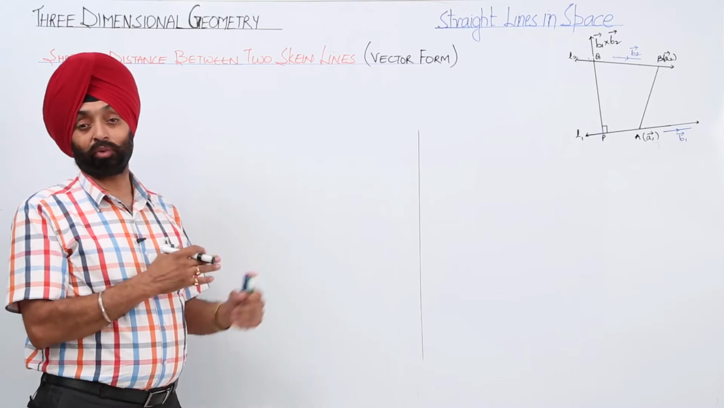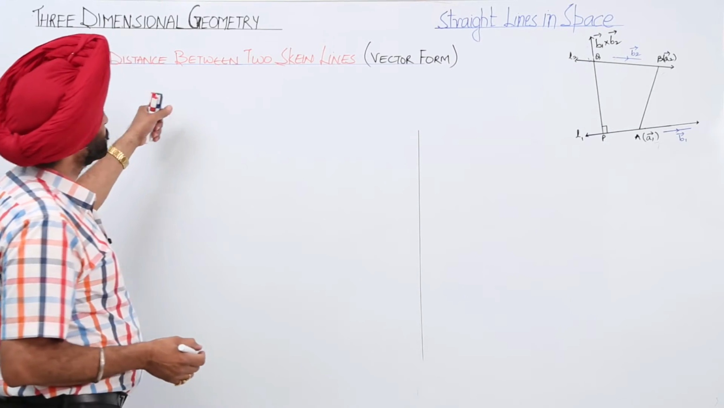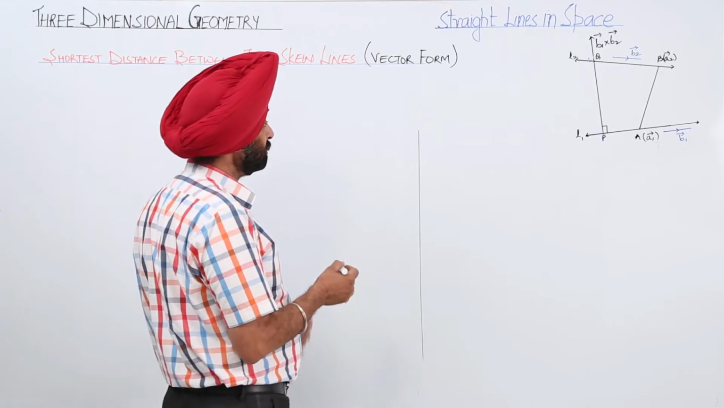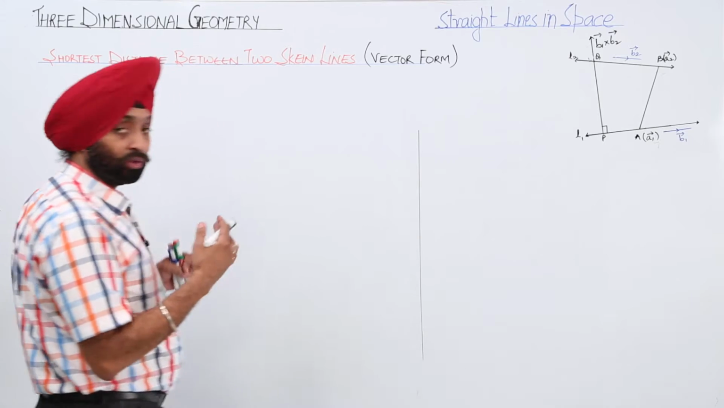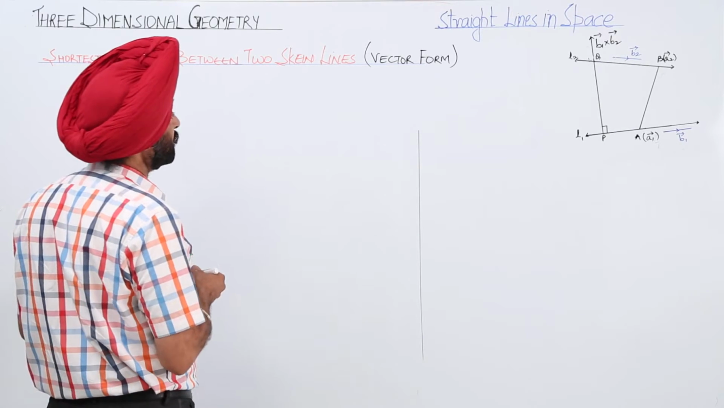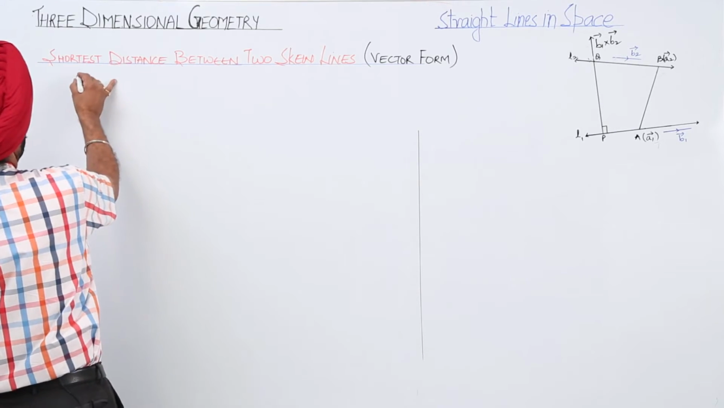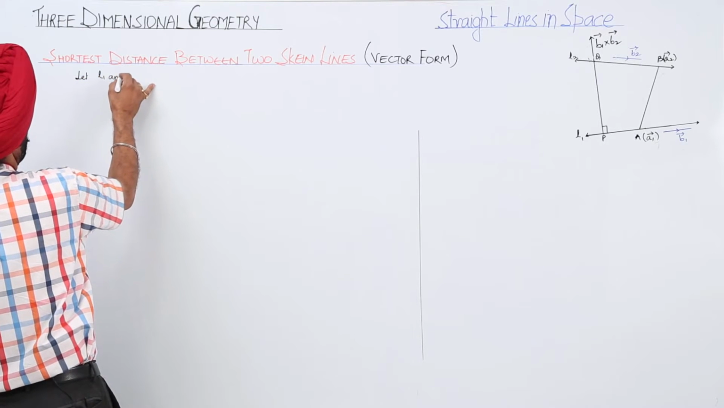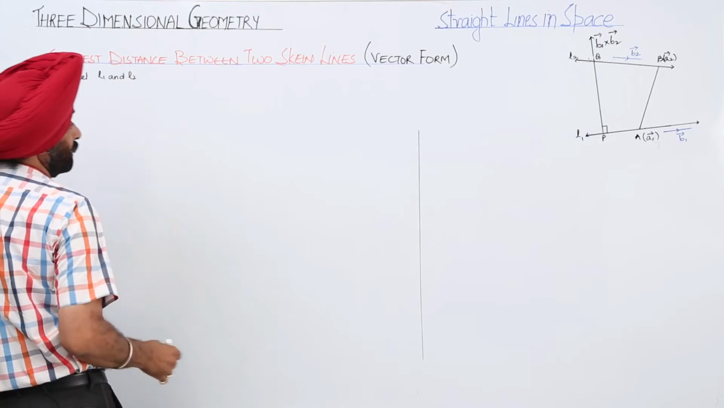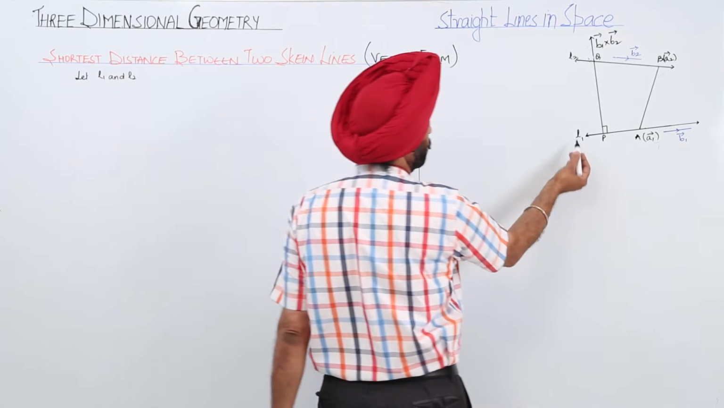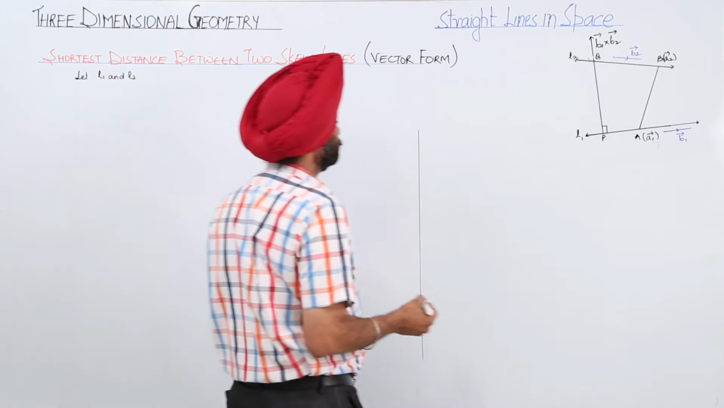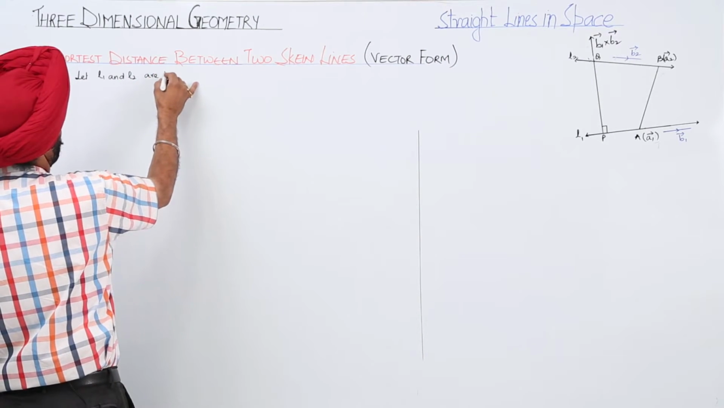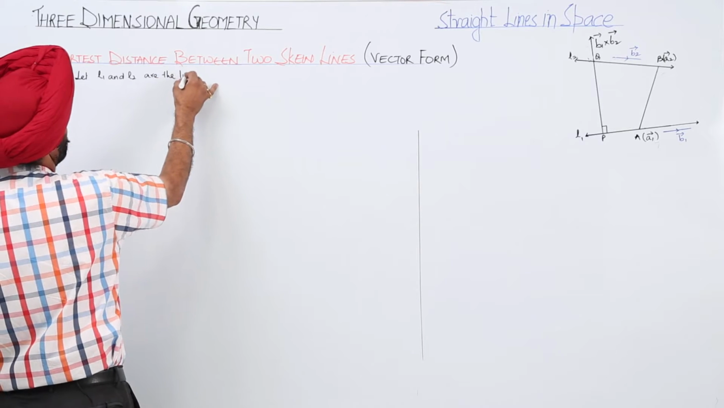A very important topic: shortest distance between two skew lines. Now here I have drawn a figure, and I am going to explain the figure when we are solving this part. Now let L1 and L2 be the two lines. L1 I have mentioned here and L2 here.